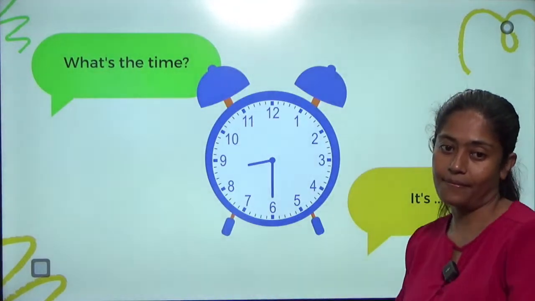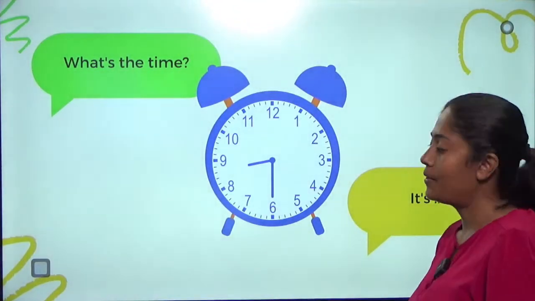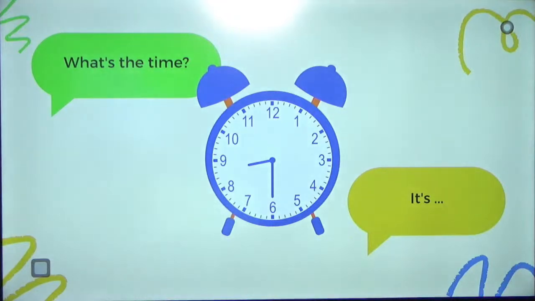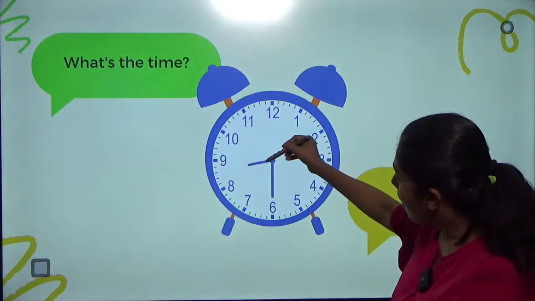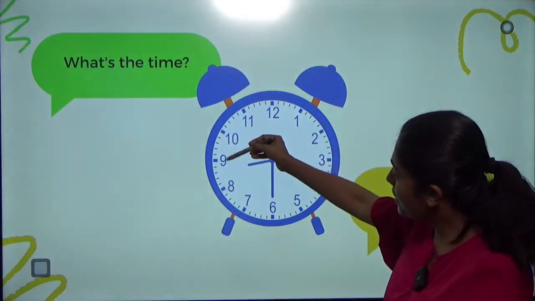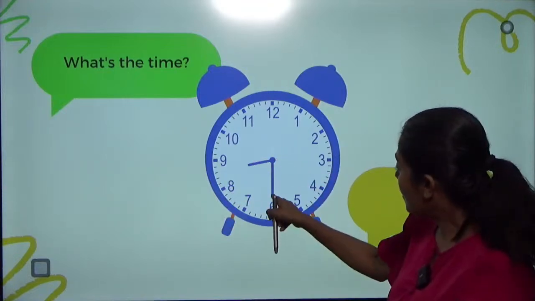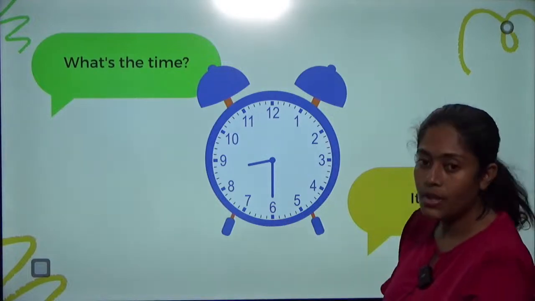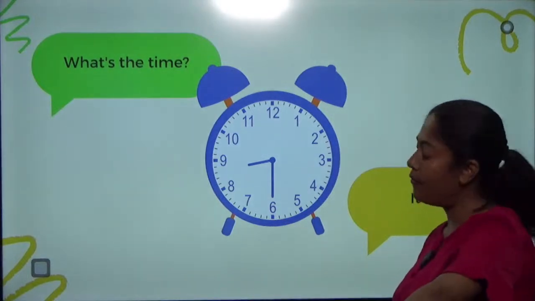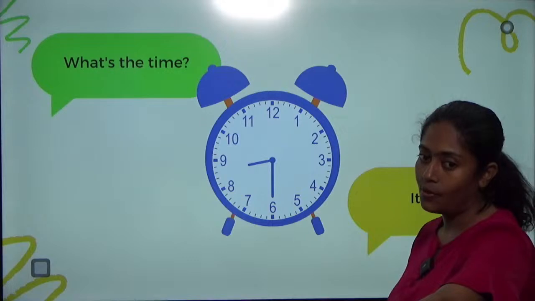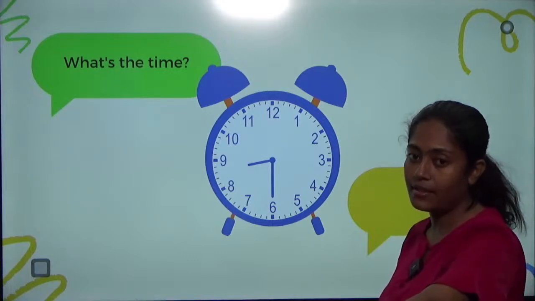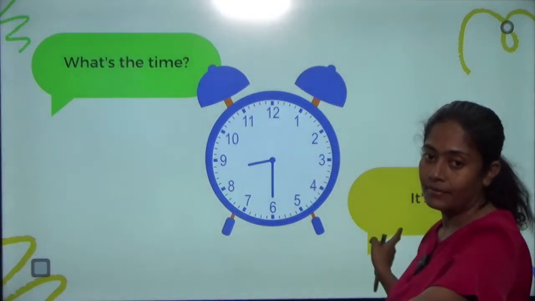Right, next one. Now what's the time? Look at this here. Our hour hand is in between 8 and 9. That means 8 past, no? Then the minute hand points to 6. That means 8:30. Right? Okay.